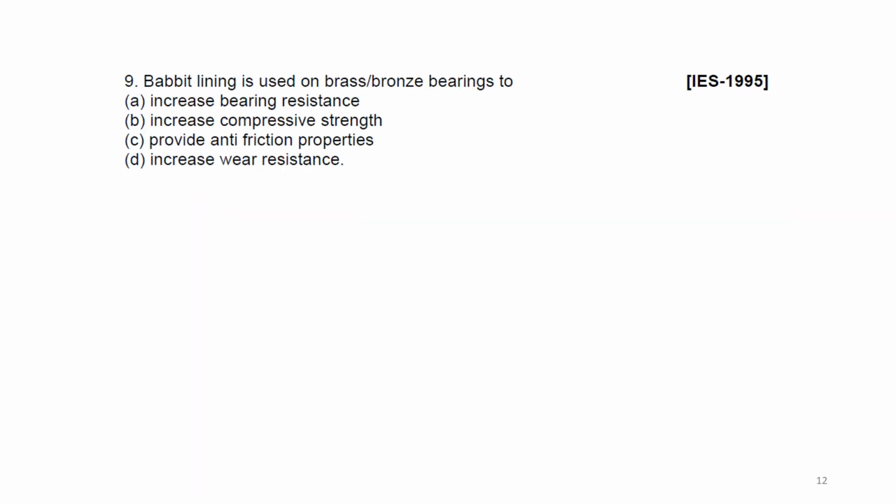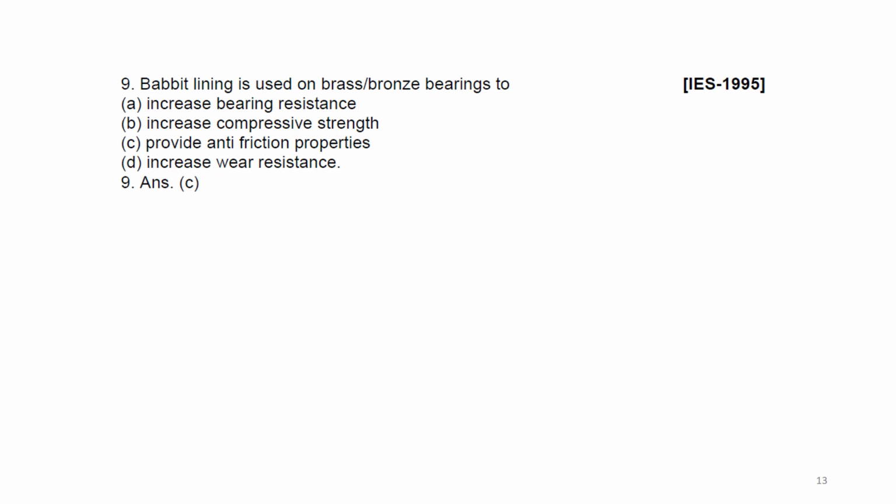Next, Babbitt lining is used on brass or bronze bearings to increase bearing resistance, increase compressive strength, provide anti-friction properties, or increase wear resistance. So this is actually C, provide anti-friction properties. Babbitt lining means provide anti-friction properties.